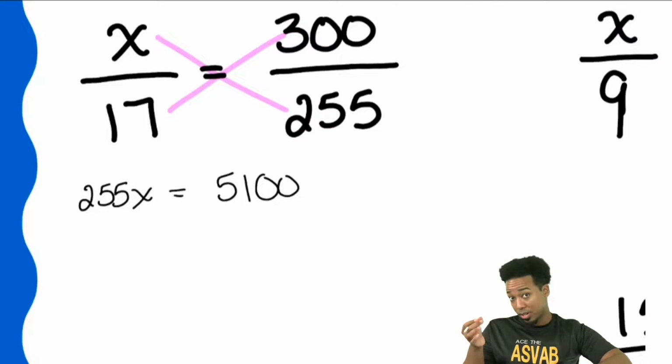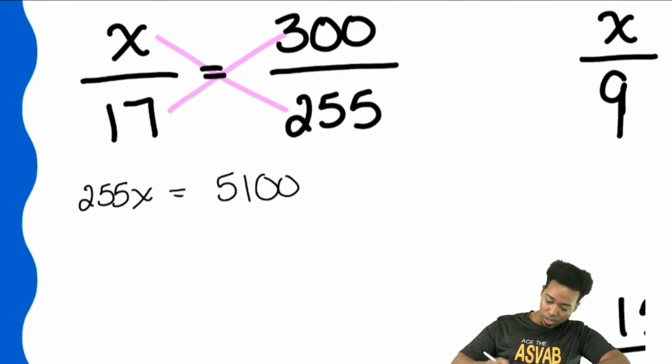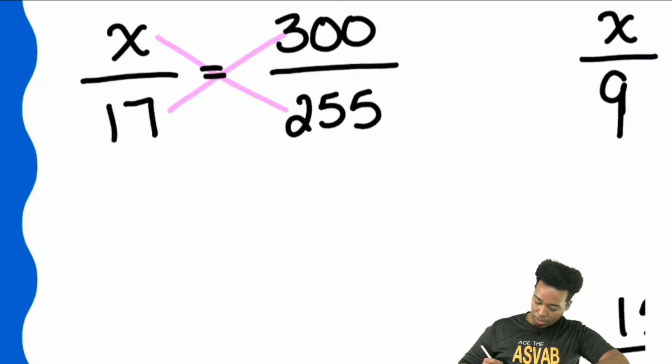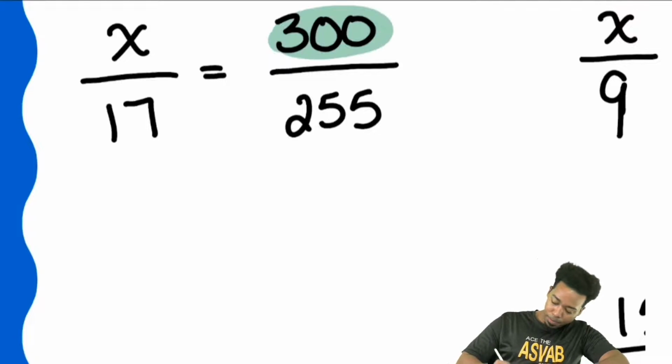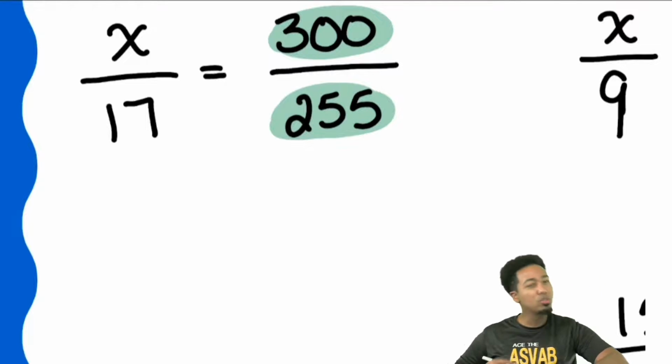But you know what's a little easier? What's a little easier is we can actually give ourselves the chance of this. Everyone, what do you notice about 300 and 255?